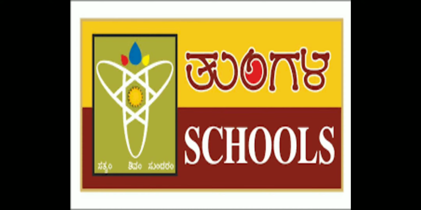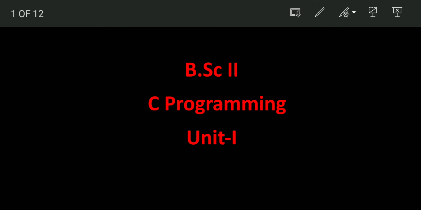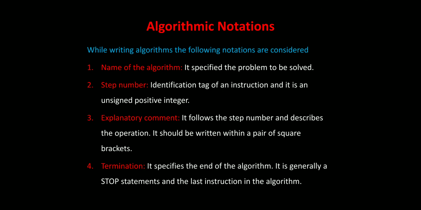In today's video we are going to discuss algorithmic notations. While writing an algorithm, we have to follow some notations. Those notations are listed here. First we have to write the name of the algorithm, and second, the step number. Third one is explanatory comment. Fourth one is termination.